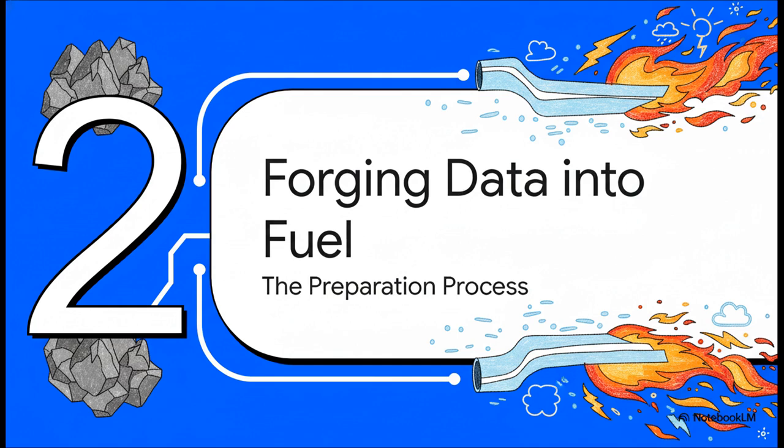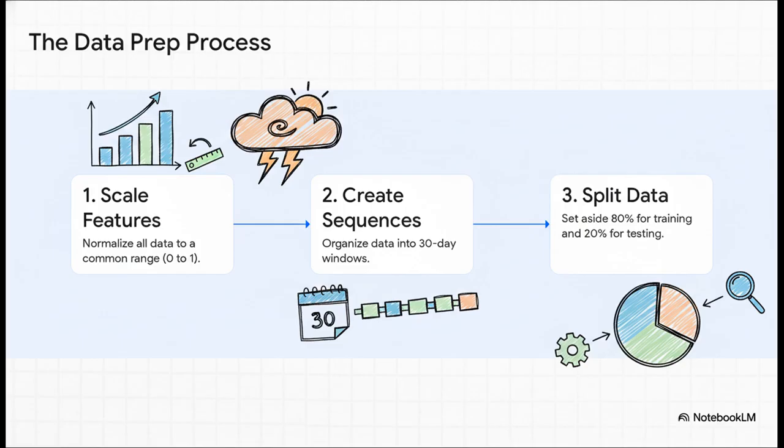We need to turn this data into high-octane fuel for our model. So here's the game plan. It's a 3-step process. First up, we're gonna scale everything, basically putting all the different measurements on a level playing field. Then we sequence it, chopping the data into 30-day chunks. And finally, we split it. We'll use most of it for training and keep a little bit aside for a final test.